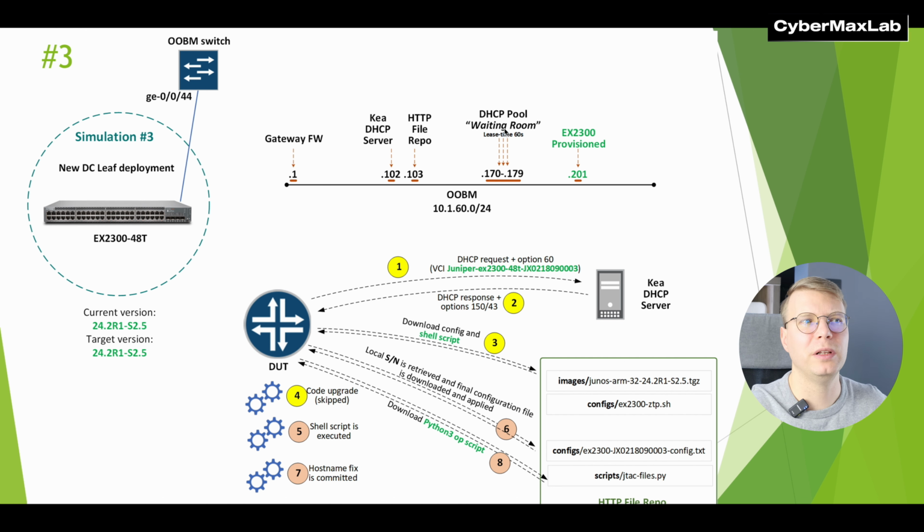Same idea, the device will land in the waiting room, go through the ZTP provisioning, and then land with a .201 static address. In this case, it will be easy for SNMP pollers and monitoring stations to connect to a static address later, and it will not waste space in the waiting room. So number one, the device will go out to the DHCP server, providing this VCI, Juniper EX2300-48T, and serial number. Theoretically, it's great, right? I can classify it uniquely already because I see the serial number. However, there is a catch.